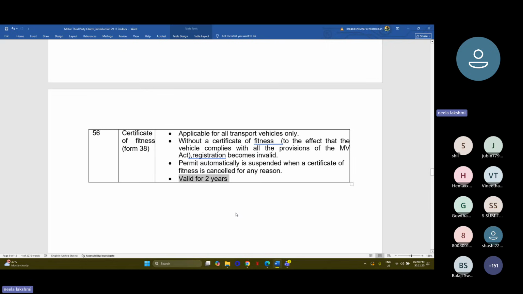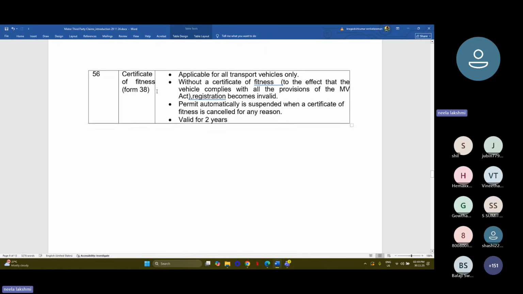The certificate of fitness is issued for a period of 2 years. In case of private vehicles, if the 15 years term is over, it is extended for a period of 5 more years. In case of private vehicles, first term 15 years and then renewed for a period of 5 years. In case of transport vehicles, the first term is valid for 2 years and renewed after every 2 years. This is regarding the fitness certificate.